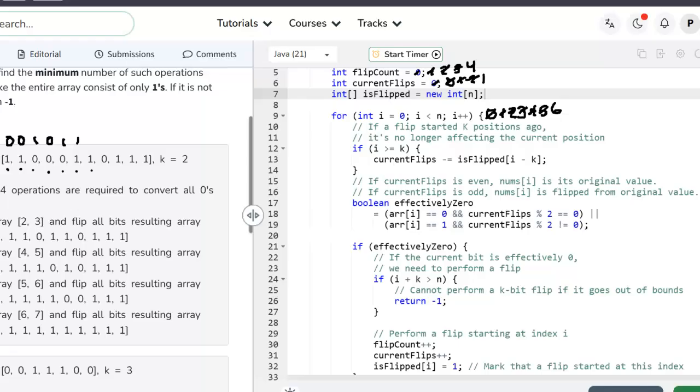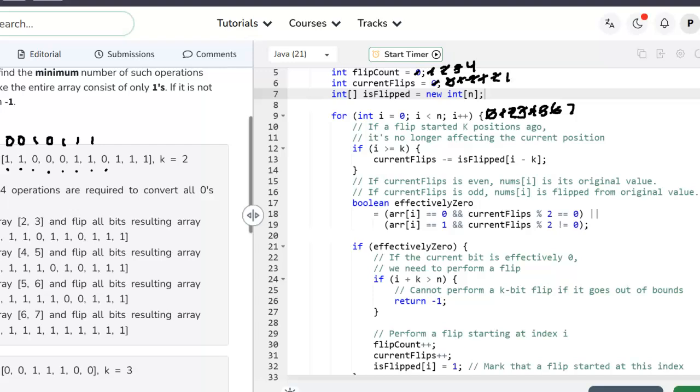Current flips, incremented. It's 2. Is flipped, right here, is 1. We'll go to the next digit, 7. So we are here. Oh, wait, sorry. Current flips is flipped. 7 minus 2 is 5. 0, 1, 2, 3, 4, 5. All right, so we have to subtract 1 from current flips. Current flips is 1.